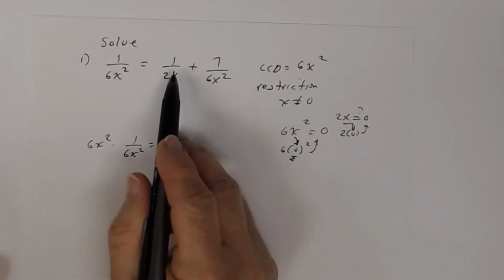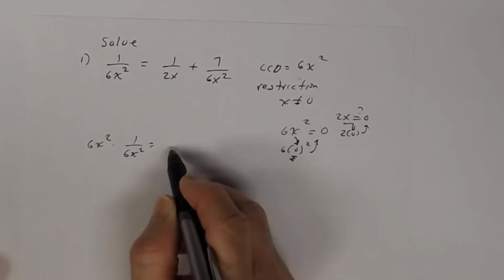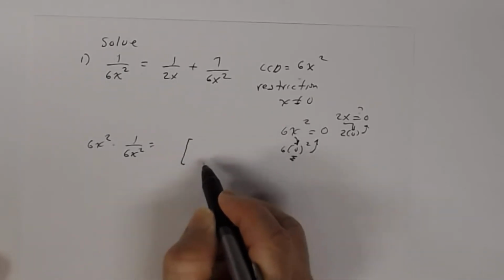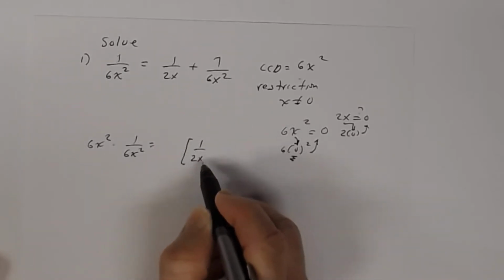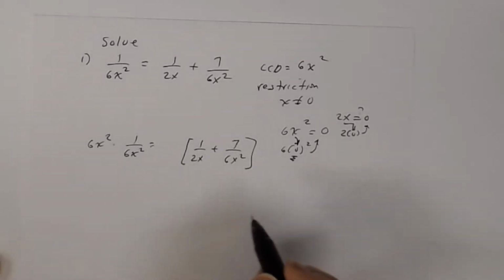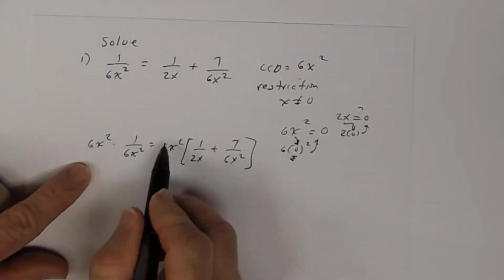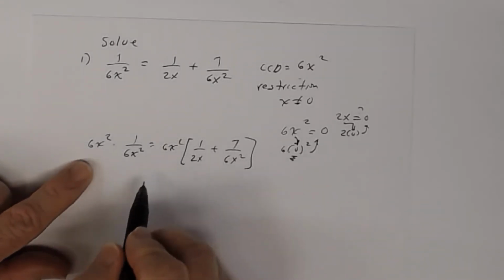Now, I have on this side two rational expressions, so I need to put that in parentheses or in brackets, whatever you want to use. So I'm putting this right-hand side in brackets. But I've got to also multiply by 6x squared. What you do to one side, you do to the other. Remember, that's the least common denominator.